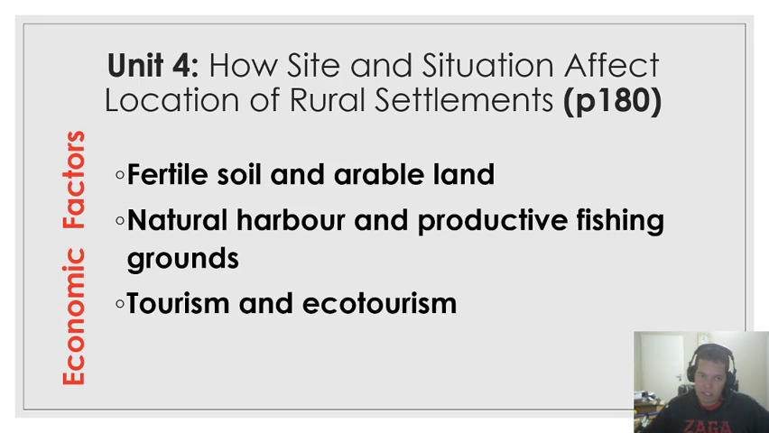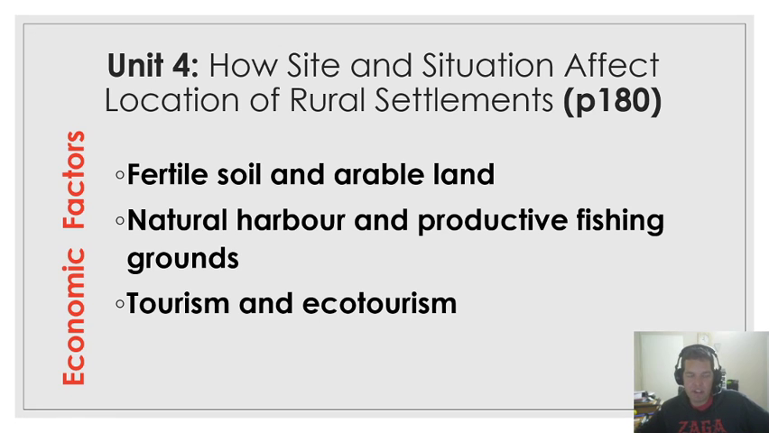Okay, so then we get onto the economic factors. Now we've dealt with the physical things, which is about the climate, the soil and the relief of the land. But now we look at the economic factors. There's three of those. The first one is, well, if there's a place with fertile soil, arable land, well-drained soil, and maybe grazing land, this would be a great place for rural settlements to begin. We're going to look at an example of that.